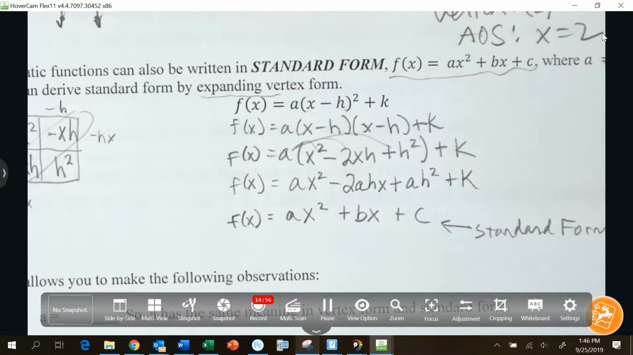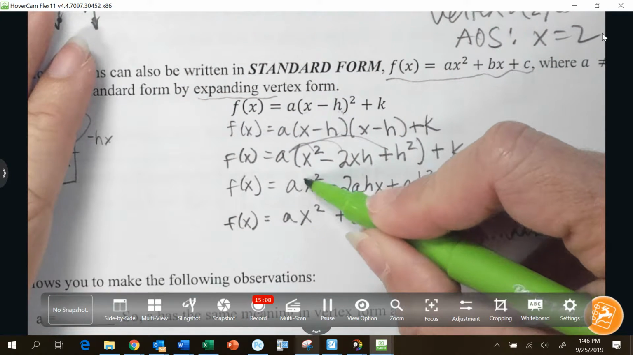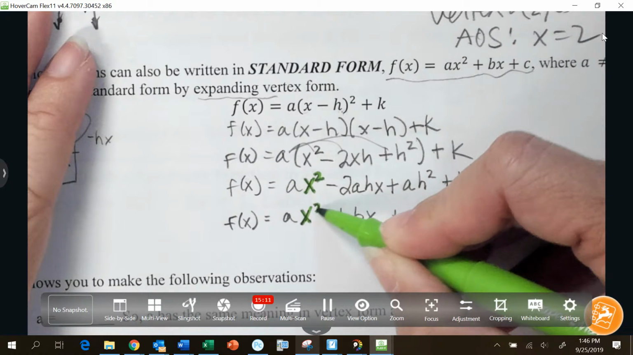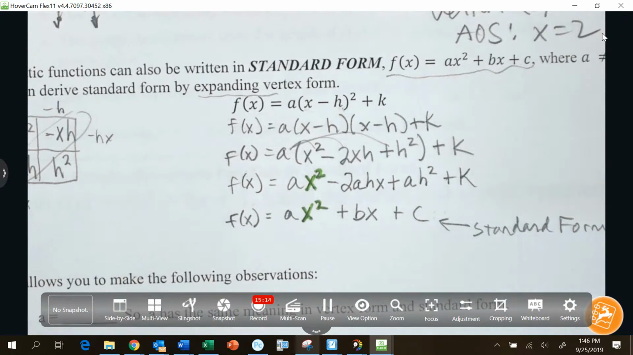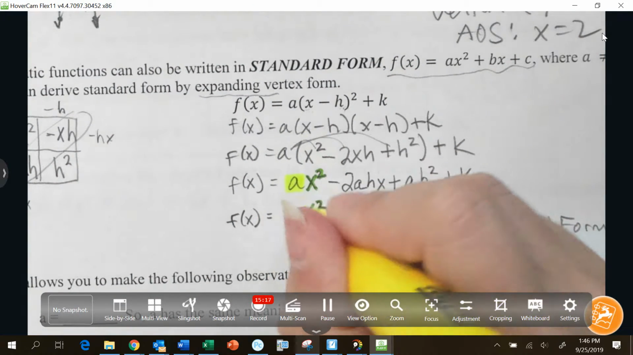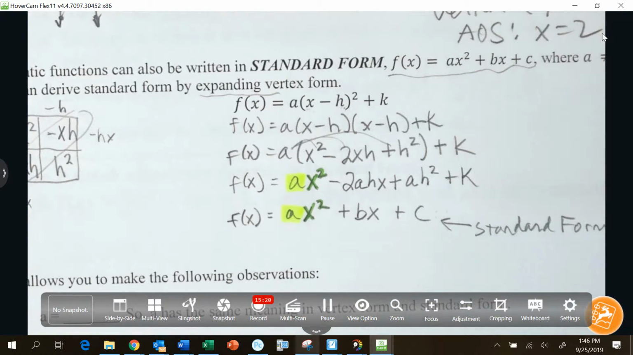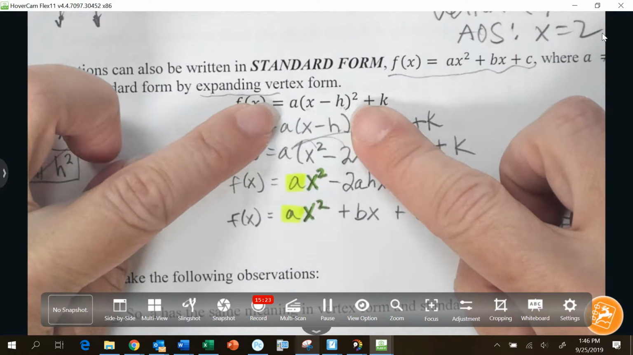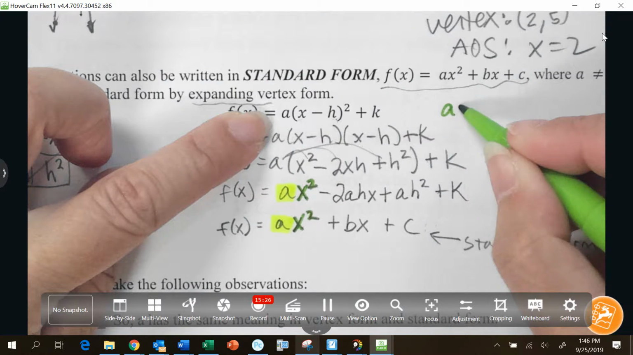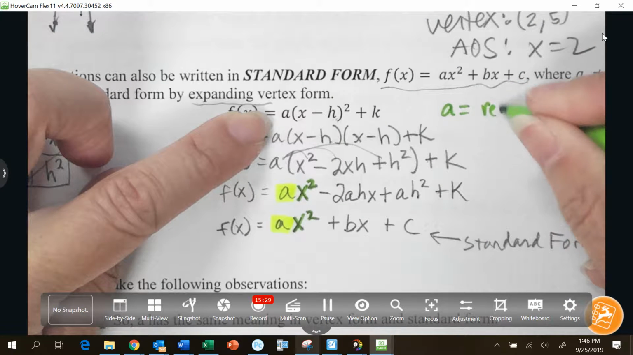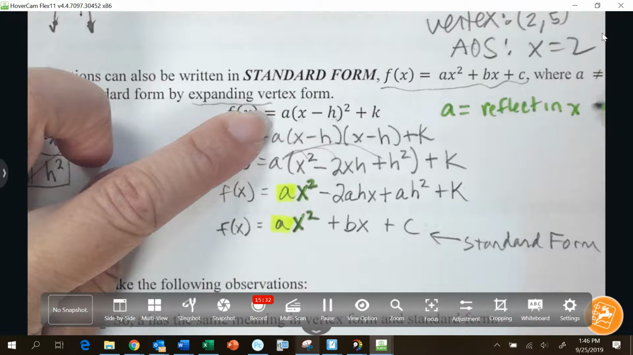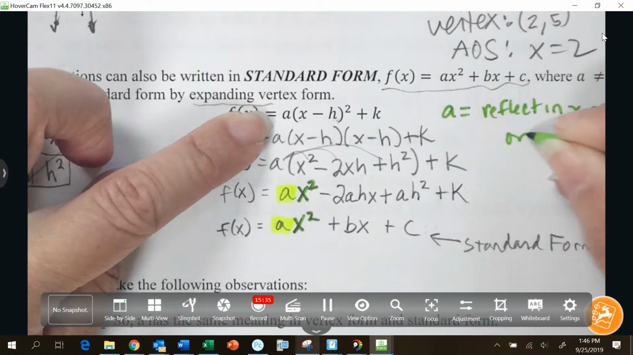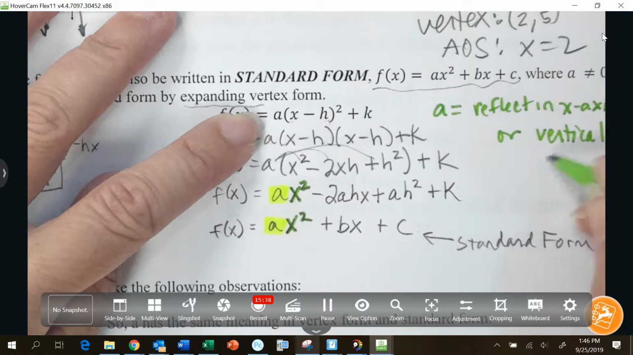Okay, so what I'm going to do is just color code a couple things. What is something that both equations definitely have in common? They both have ax squared. So I'm going to stop and say they both have the x squared, and they both have the a. Let's highlight that. So in vertex form, a is either a reflection in the x-axis, or it is a vertical stretch or shrink.